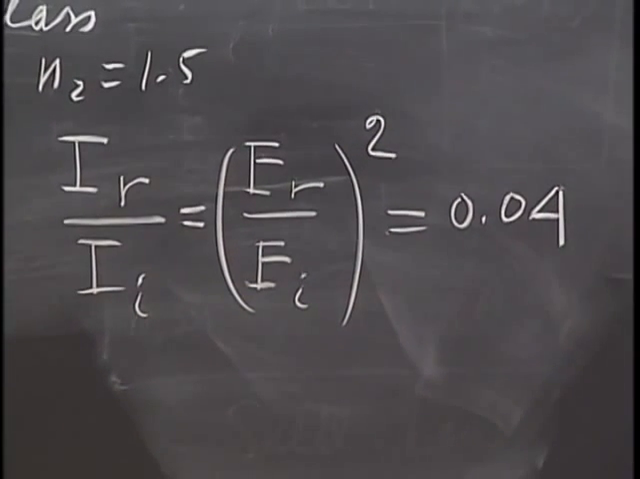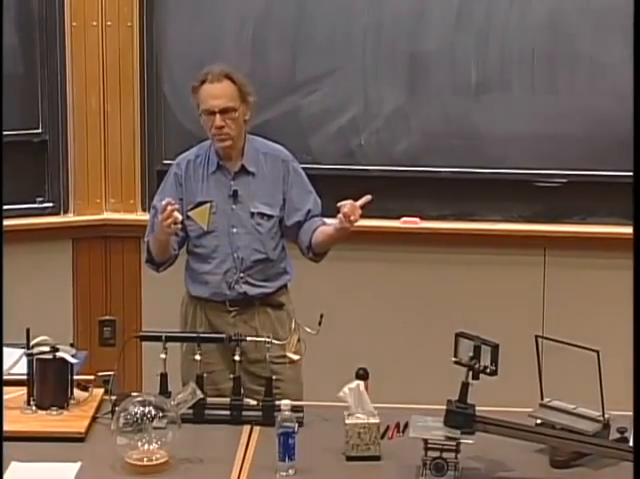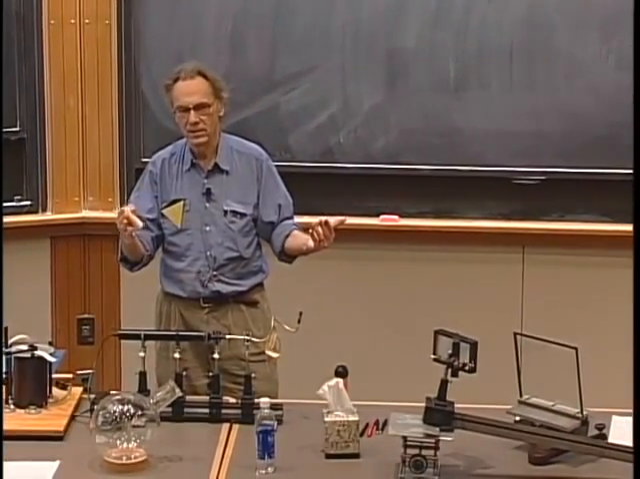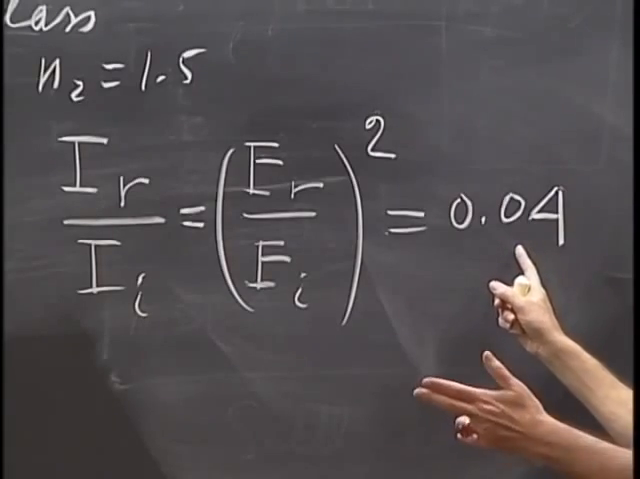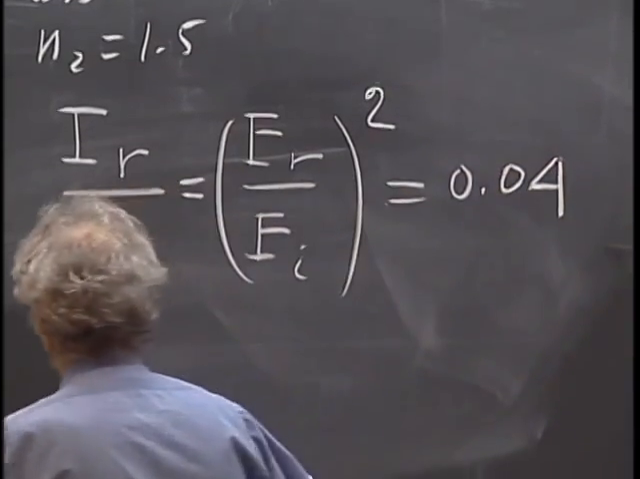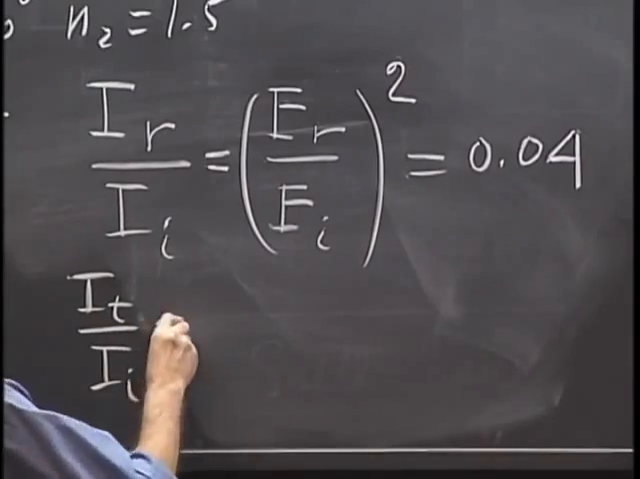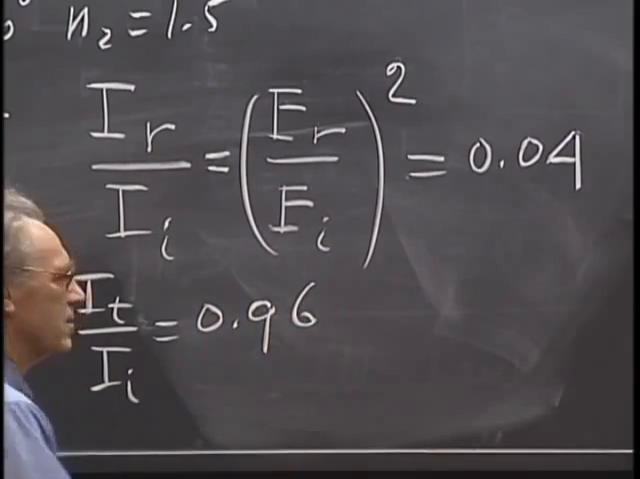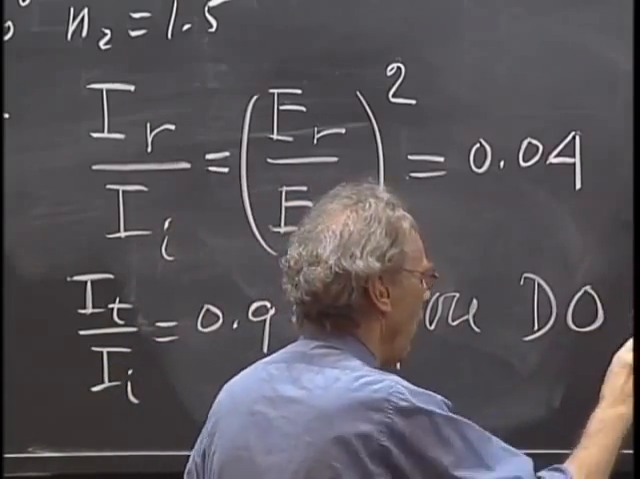That's a famous number. Every astronomer knows that number. That means when light strikes a glass surface at normal incidence, 4% comes back. There is nothing you can do about that. 4% of that radiation is lost. If you want to get it through a lens, there is 4% that comes back. So therefore, in order to conserve energy, I of t divided by I of i must be 0.96, right? Well, you do that. The answer is yes, it is 0.96.